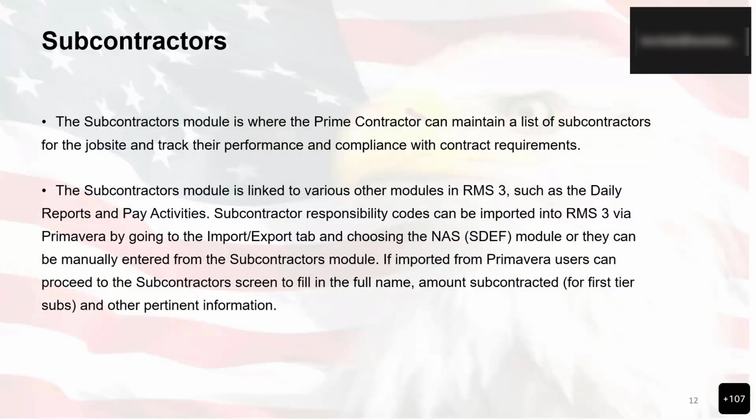One of the other things that you can do as well is that subcontractor responsibility codes can be imported into RMS 3 via Primavera or any SDEF compliant program or network analysis program that they have, by going to the Import Export tab and choosing the NAS SDEF module, or they can be manually entered from the subcontractors module itself. If imported from Primavera, users can proceed to the subcontractor screen to fill in the full name, amount subcontracted for the first tier subs, and other pertinent information.